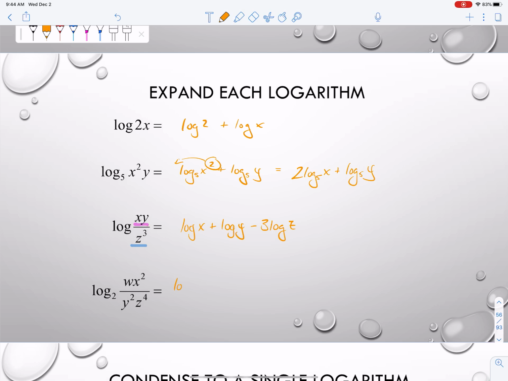So here we're going to have log base 2 of w plus 2 log base 2 of x minus 2 log base 2 of y and minus 4 log base 2 of z. Okay.